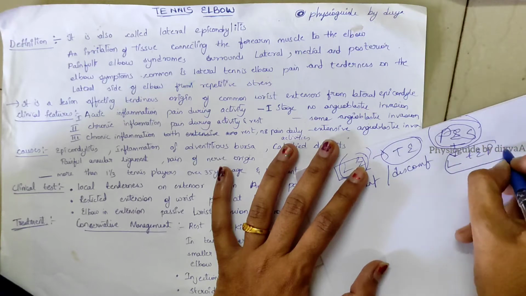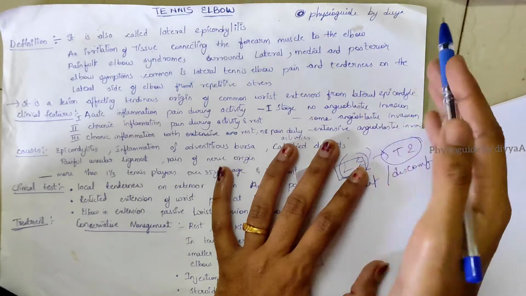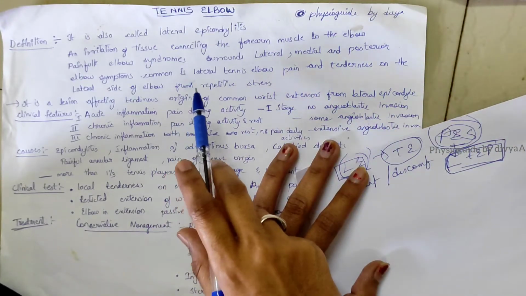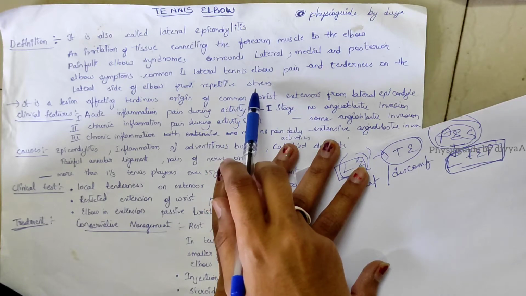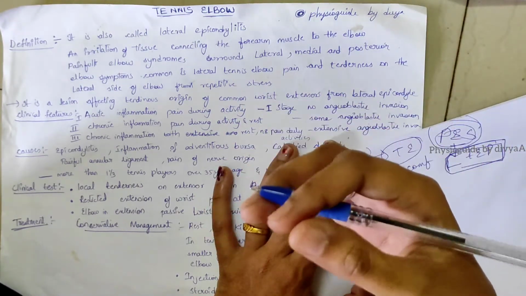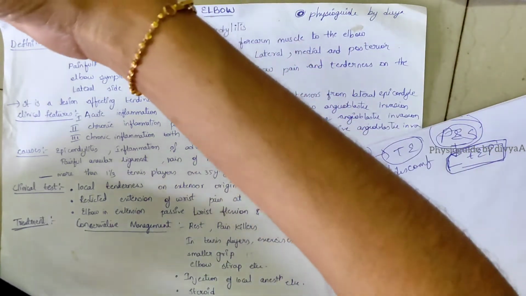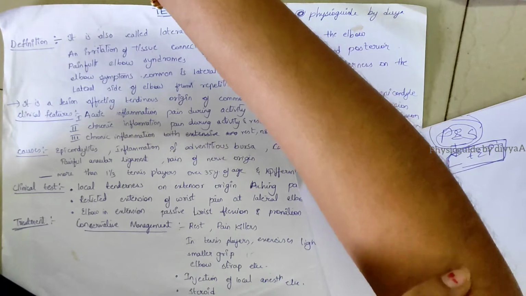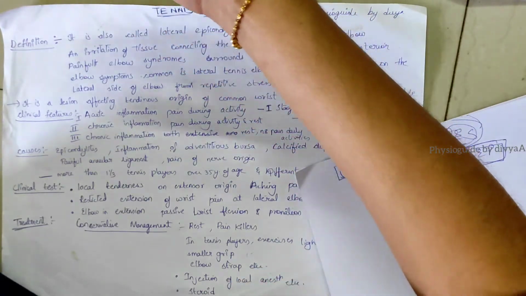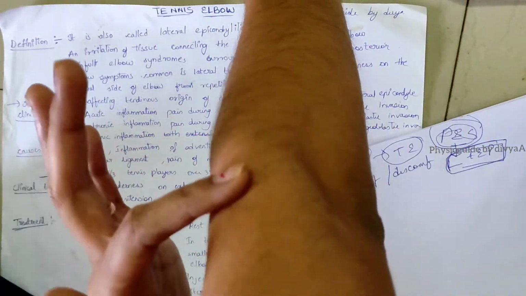More common is the lateral tennis elbow, and they feel pain and tenderness on the lateral side of the elbow from repetitive stress. Repetitive means more. If they use that tissue or that hand more, and do all the work with that hand, or the pressure falls at that point by doing more work, we call that repetitive stress.